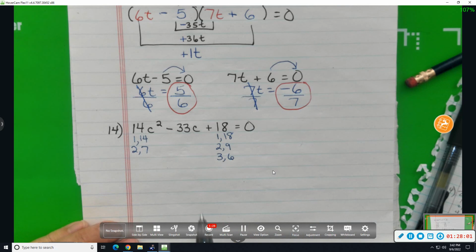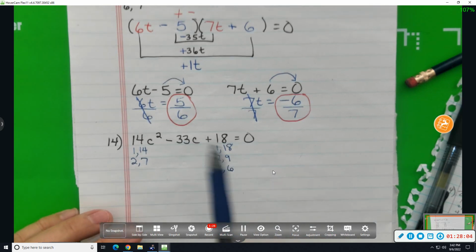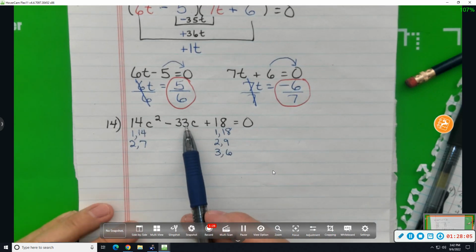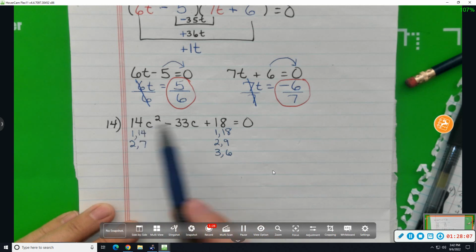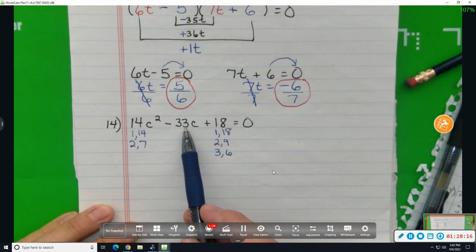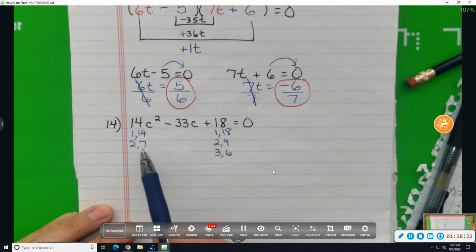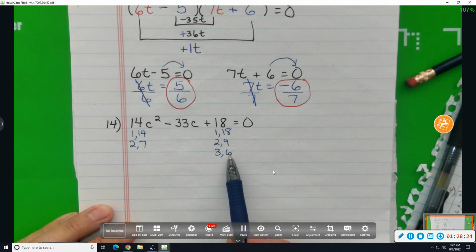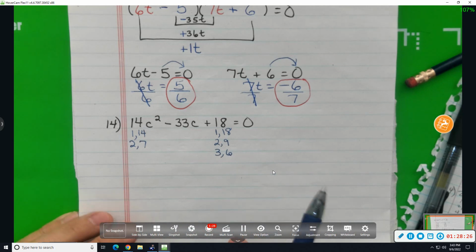And I'm noticing something here. This middle term seems bigger than the other 2. If I added 14 and 18, what would I get? 32? This is only 1 off. That middle term is 33. So this is one of those instances where I don't think I'm going to start with the 2, 7 and the 3, 6. You're not? No, I don't think so.